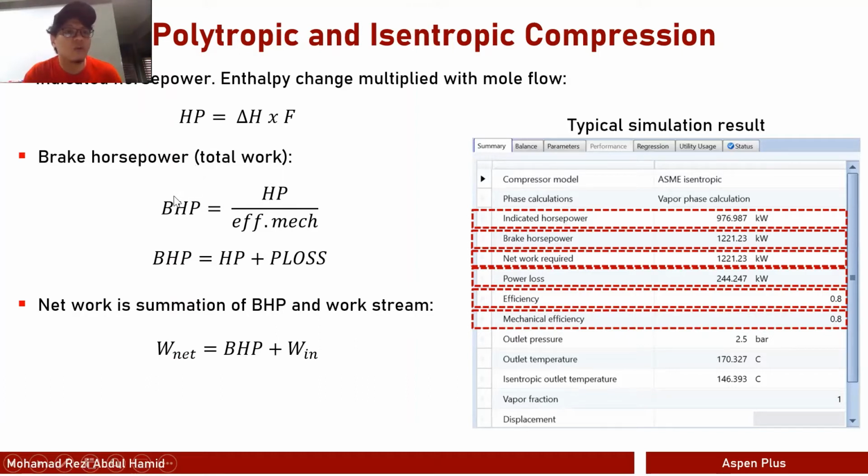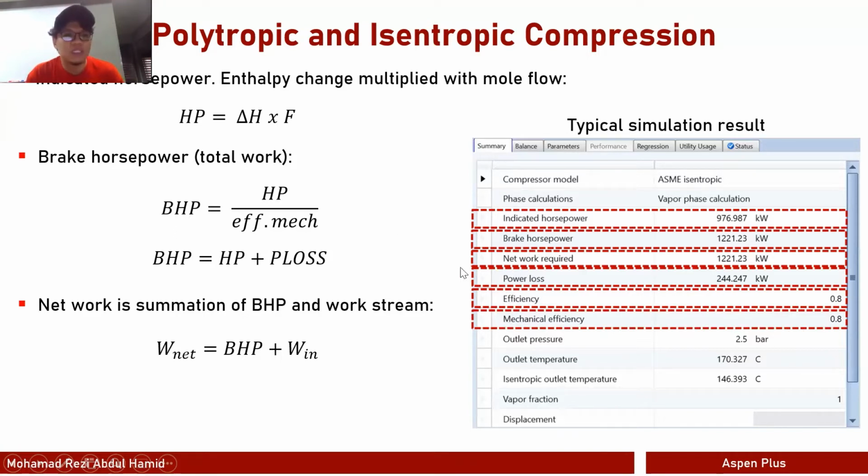Brake horsepower can be obtained by dividing indicated horsepower by mechanical efficiency, which you need to input as well. This is optional. I often don't put it, but in this case, I input 80% mechanical efficiency. So when you divide, you will get the brake horsepower required to compress a certain gas.